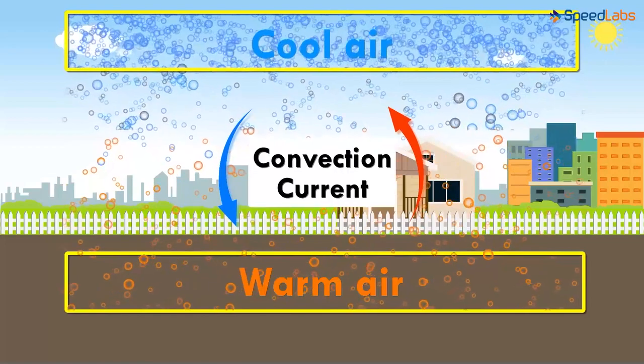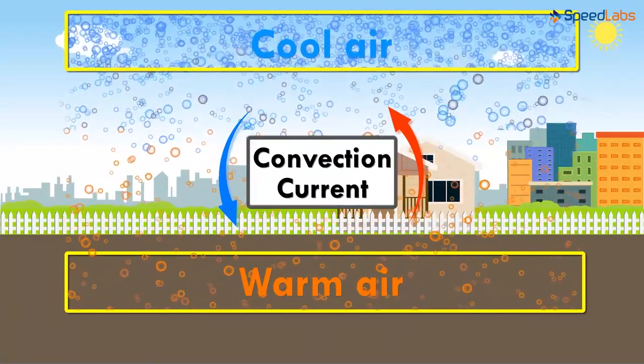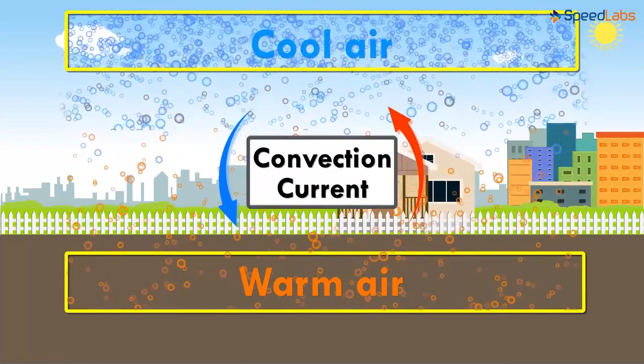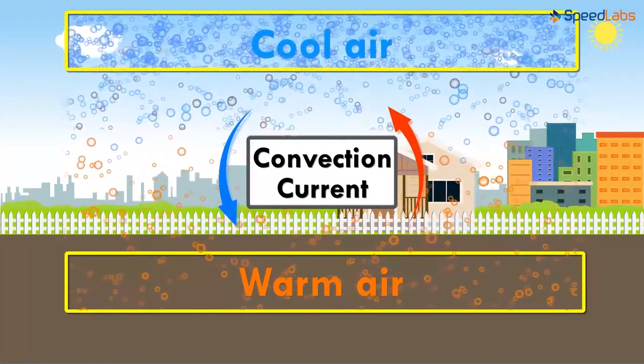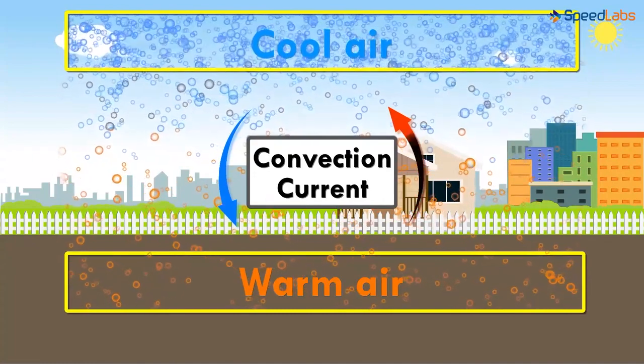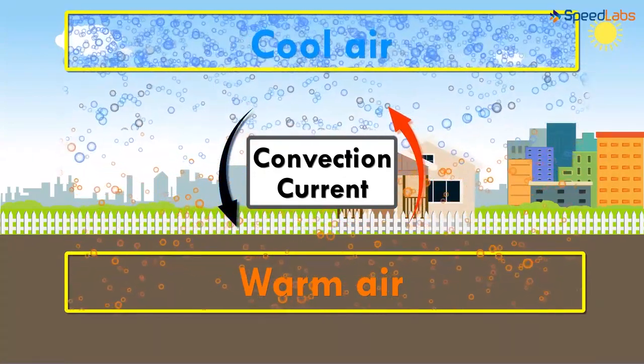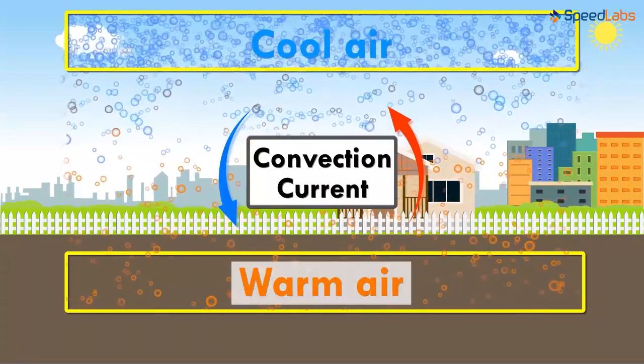We have already discussed convection currents in our earlier lessons. This was an example of convection taking place in nature. The air in the hot areas of the earth becomes warm and rises up. At the same time, the cool air from the surroundings sinks down to replace the warm air.